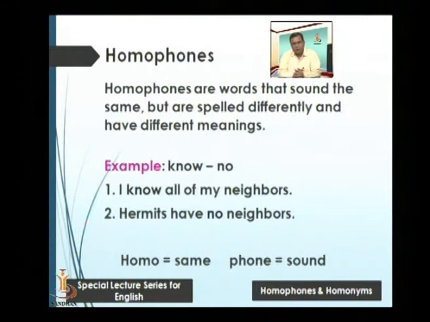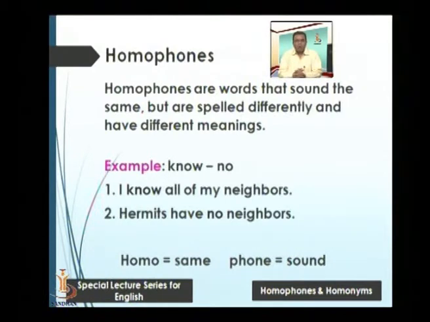Another pair of such words is know, K-N-O-W, and no. As you can see, the pronunciation is almost the same. But this word know, K-N-O-W, is used in the sense of having knowledge of, to be aware of, to be familiar with. And no means you are saying no to something. The first one, K-N-O-W, can be used in this context.